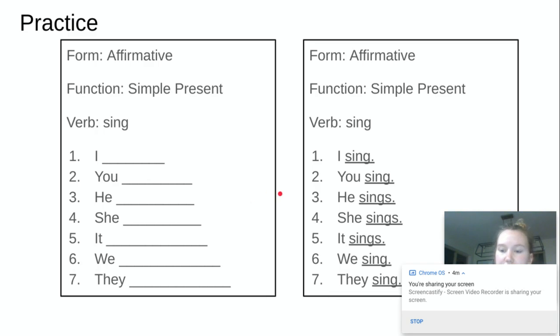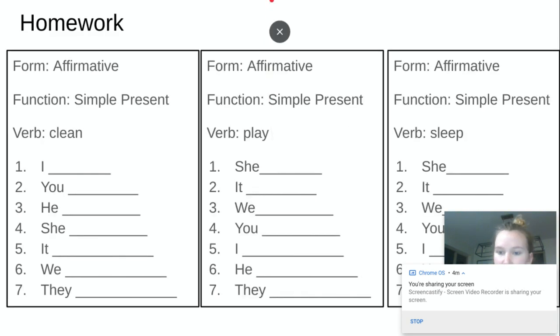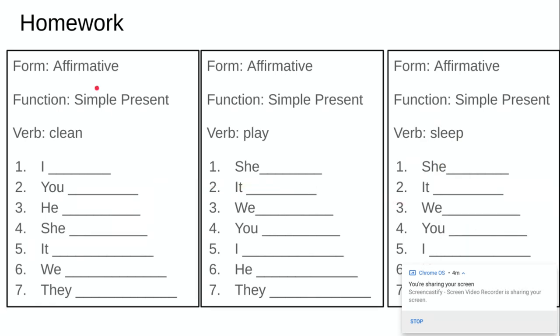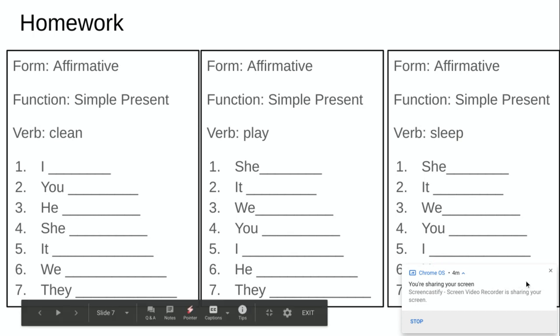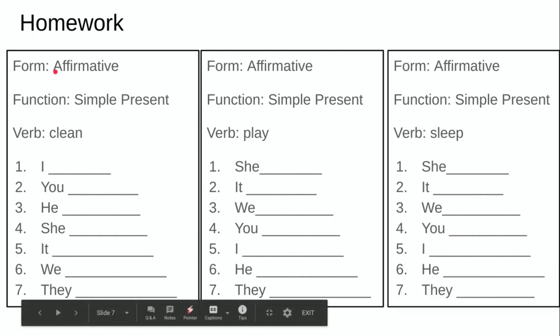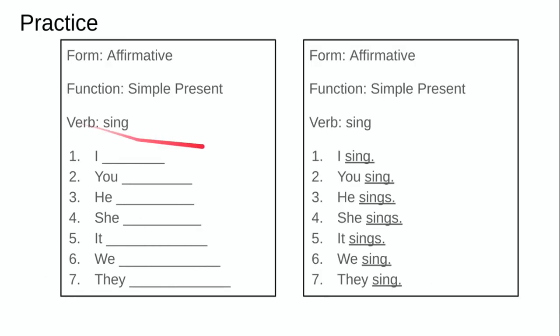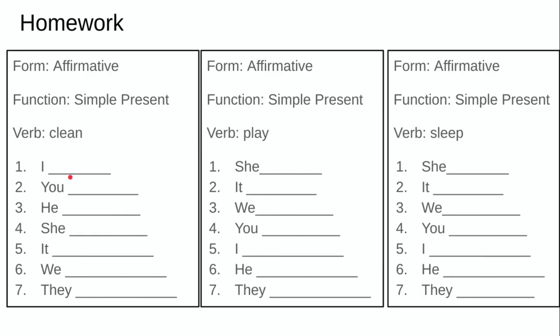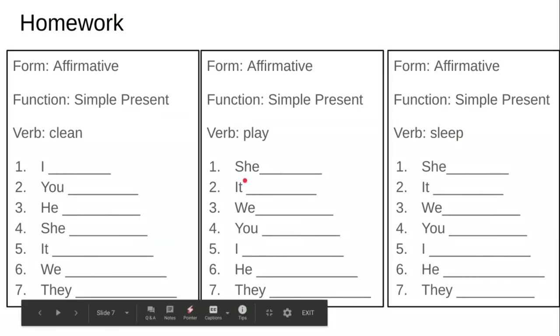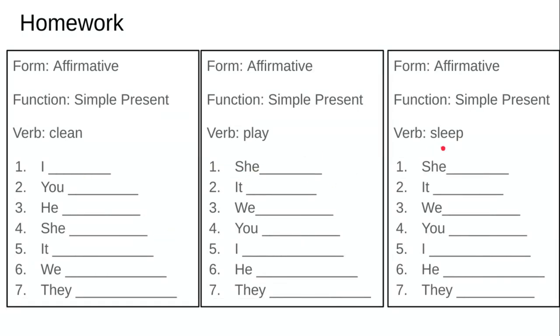Okay, and then when I go to the next slide, this is going to be your homework. Okay, so hopefully you can see all of these problems. We have our form, our function, and then the verb we're going to use, and it's the exact same as the practice. You can go back and look at this practice if you need to. We're just going to fill in the blank with the verbs. And make sure to take note that the nouns are going to change. It's not always in the same order. Here, it's different than here, and these two are actually the same, but notice the verbs also change. We have clean, play, and sleep.